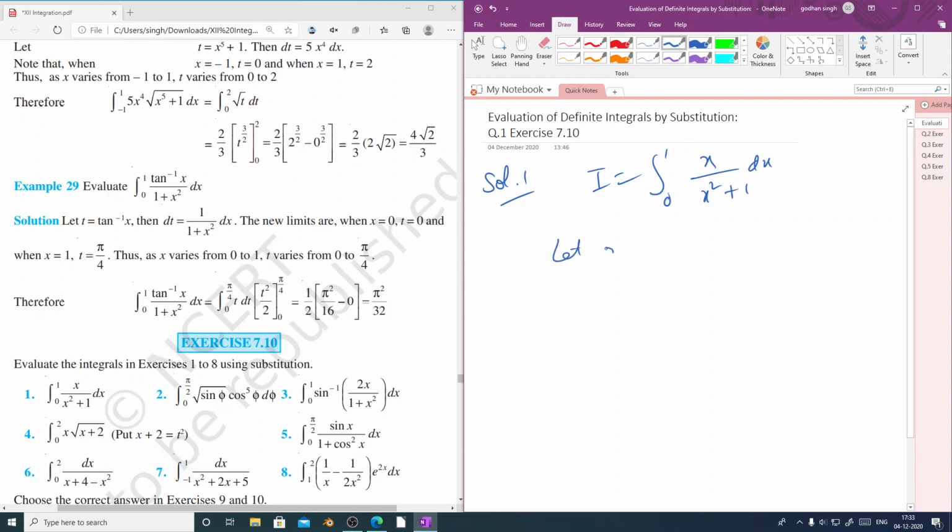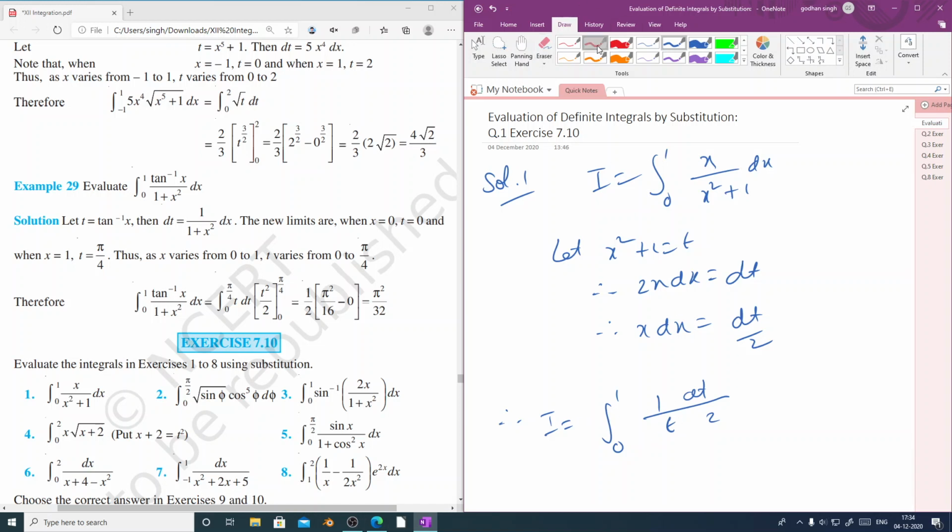So let x square plus 1 equal to t. Therefore 2x dx will be equal to dt, and therefore we can say that x dx equal to dt by 2. Now therefore we can write I equal to 0 to 1. Now what is our x dx? That is dt by 2, and x square plus 1 is t. So if we write like this, then it will be incorrect. So this will be incorrect. Why incorrect? Because the limits are still in terms of x, so this is incorrect.